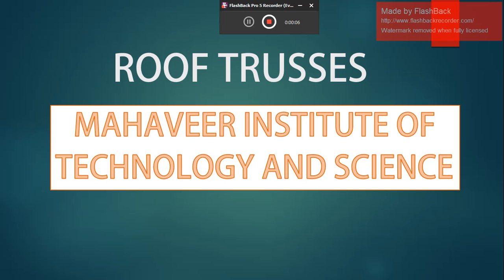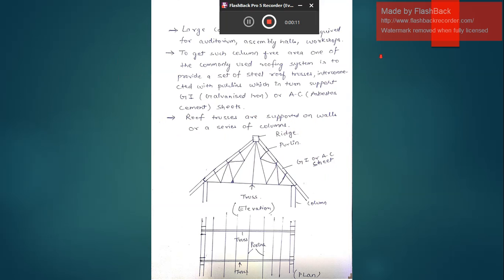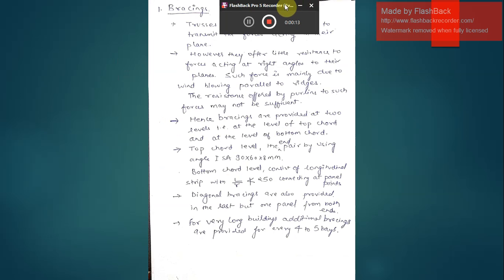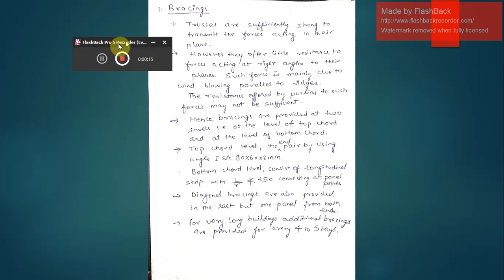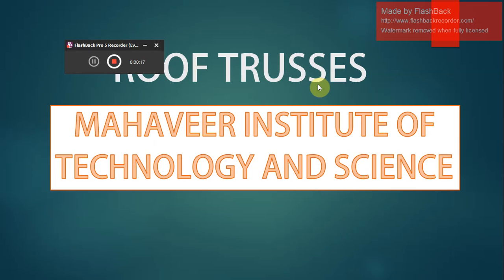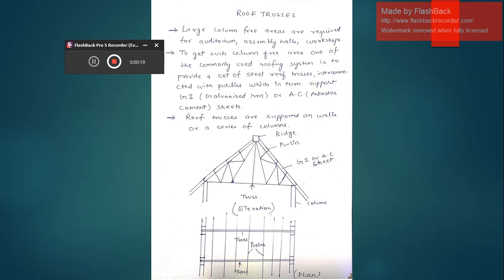Today we will discuss the topic of the roof trusses. Here comes the first slide, that is the roof trusses. Why roof trusses are required?